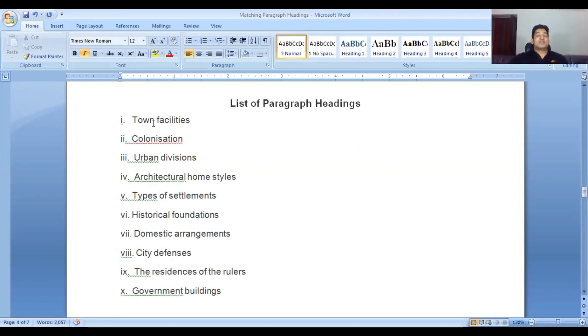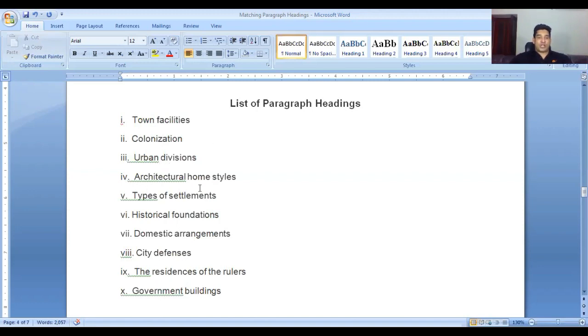Number 1 is town facilities. There should be a paragraph where town facilities are being discussed in the topic sentence. Got it? Then colonization. Let me write this with the American spelling, colonization. So what to do is, this should be present in the first sentence.